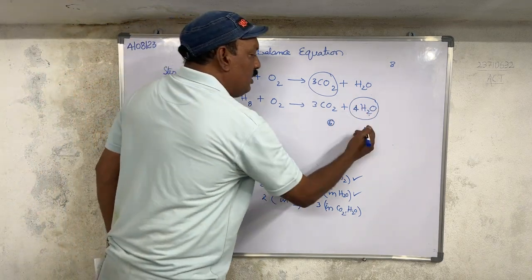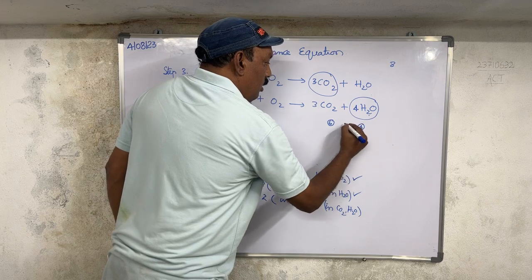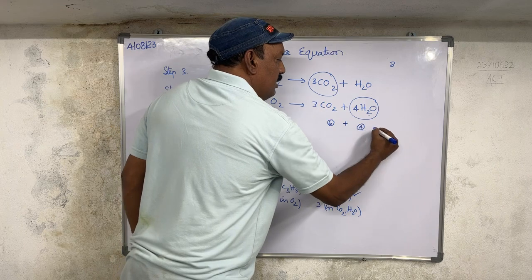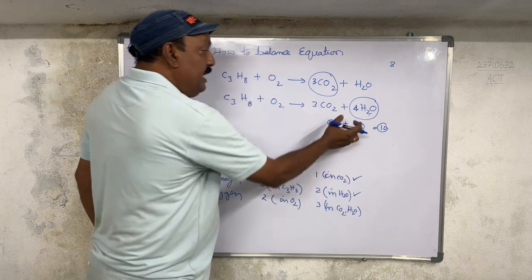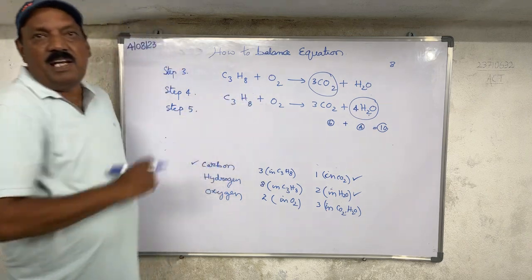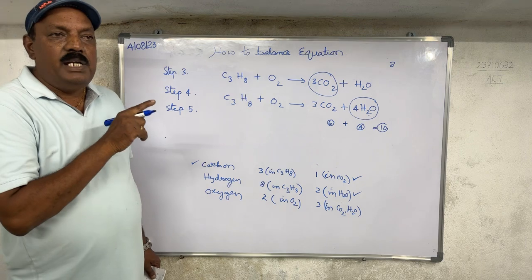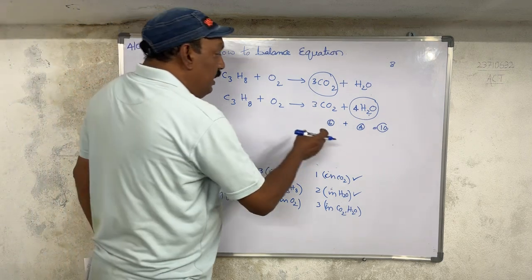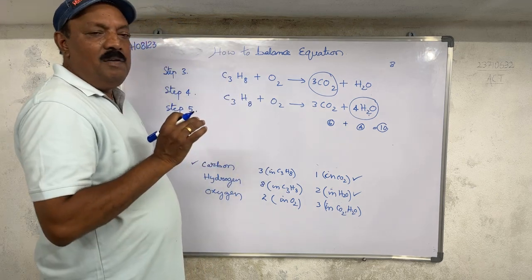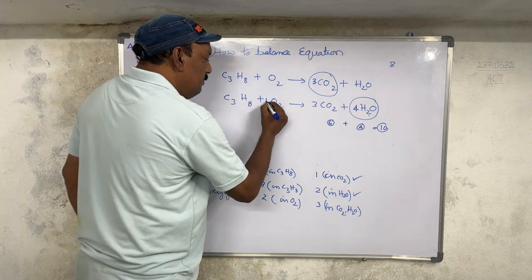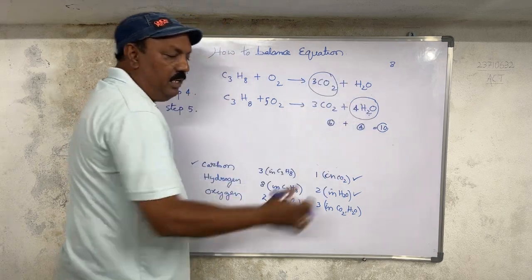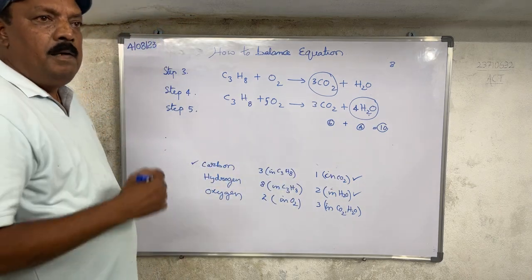Now here 4 oxygens are there. Total here 6 oxygens, here 4 oxygens. Total 10 oxygens we are having on right hand side. But left hand side only 2 oxygens we are having. We have to balance, so here 10 oxygens we need. So automatically 5 2s are 10. Just we go for 5. 5 2s are 10. Here 10 oxygens came, here 10 oxygens readily. Now it is completely balanced.